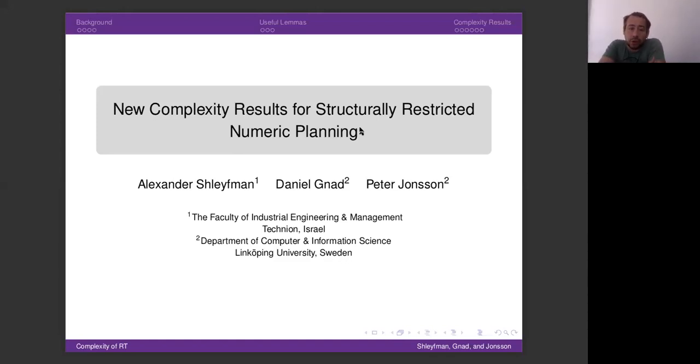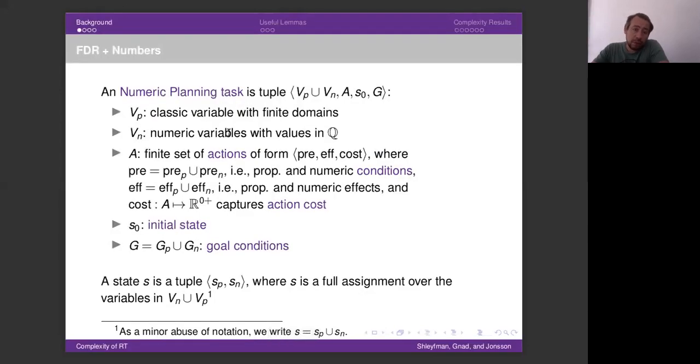This is a joint work with Daniel Gnad and Peter Jonsson, and I'm going to talk about complexity results for some cases of numeric planning. As we have seen before, in our case, numeric planning is just classical planning that is enriched with numbers. So we have classical variables with finite domains and numeric variables that have numeric domains and can be infinite, and that's the problem in terms of complexity.